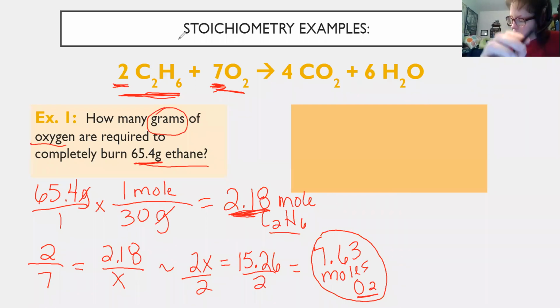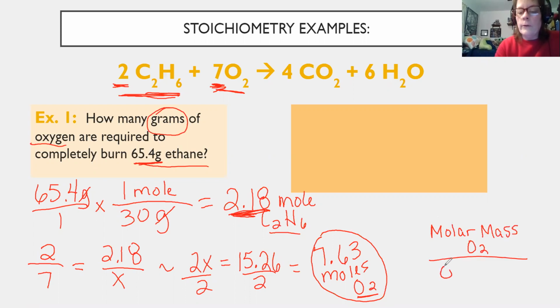So I guess we need to figure out the molar mass of our oxygen. Y'all can do that in your head, but let's write it out. Molar mass of O2. Look on the periodic table. Oxygen is 16. There are 2 of them. So that means there's 32 grams per mole for O2. We're going to need that to convert.